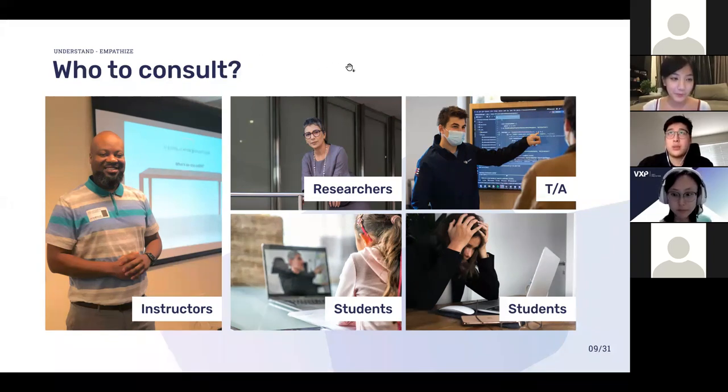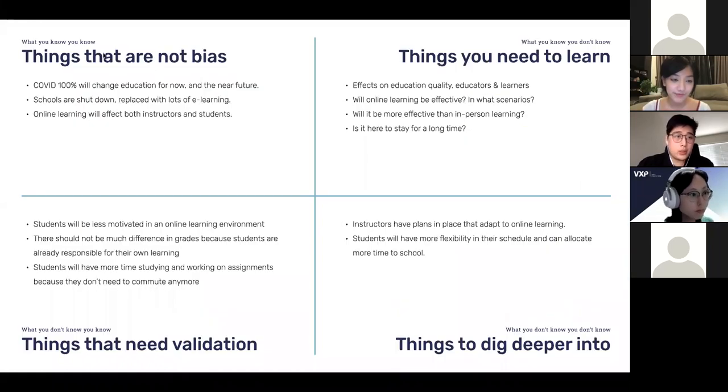So how do we begin? Where is a good place to start is something that you might be wondering. Something that I personally like to do is start by listing things into these four quadrants. What you know are things that you can guarantee are not biased. What you know you don't know are things that you need to go and learn more about. What you don't know you know are things that you need to validate. So are they biased, or is this actually true?